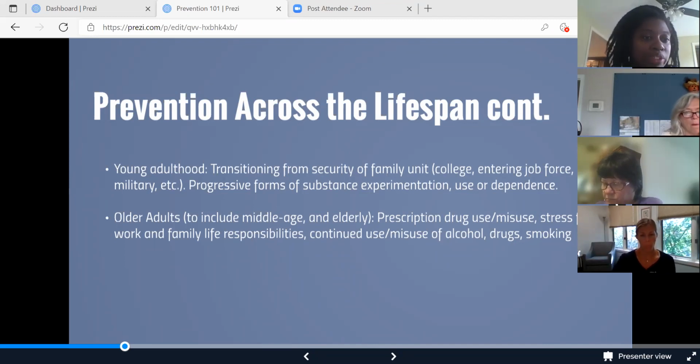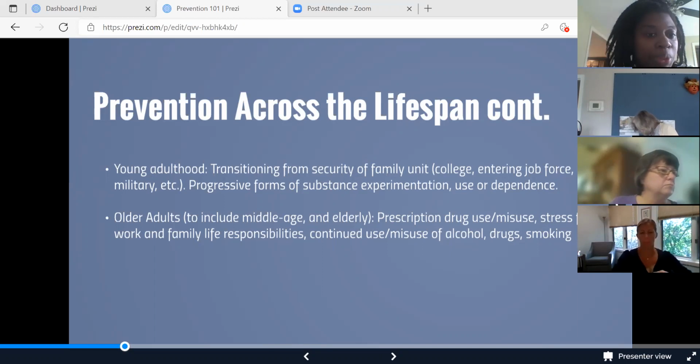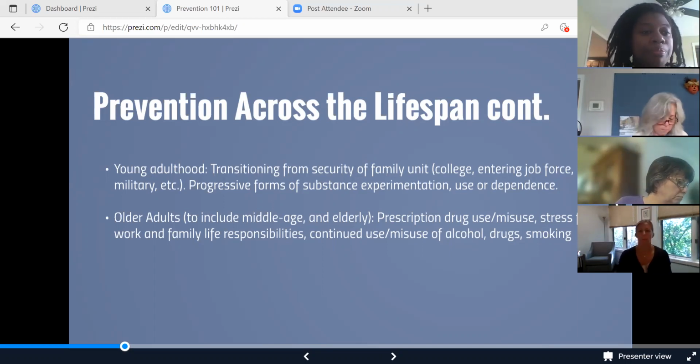Older adults, as we move into middle age and elderly populations, may have instances of prescription drug use or misuse. At this age, people may begin to experience stress from work and family and all of their life responsibilities. If they began use in their earlier adulthood, they may still be suffering from misuse of alcohol, drugs, and smoking, and going through treatment for any of these substance abuse problems that they may have had at the beginning.